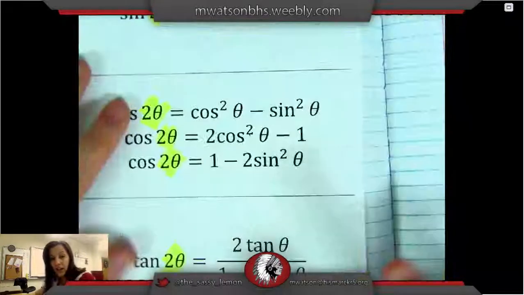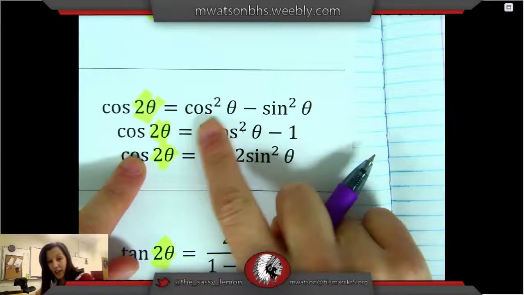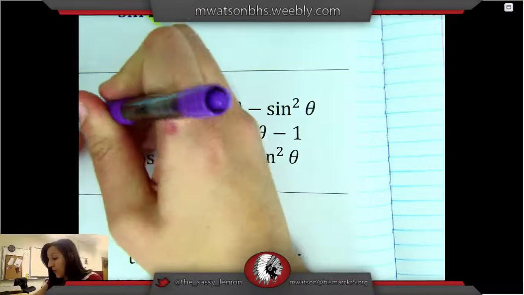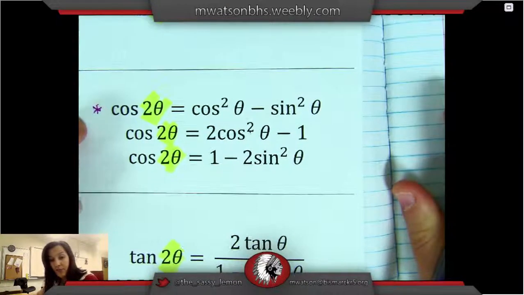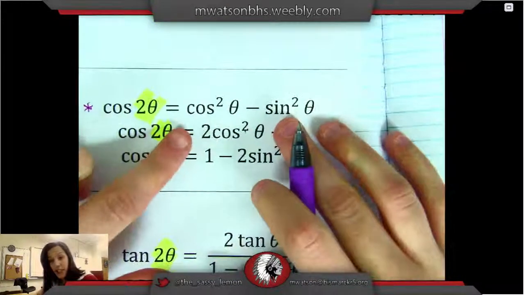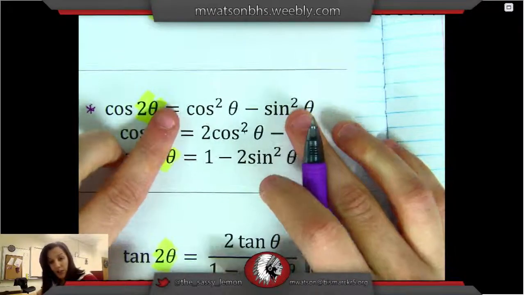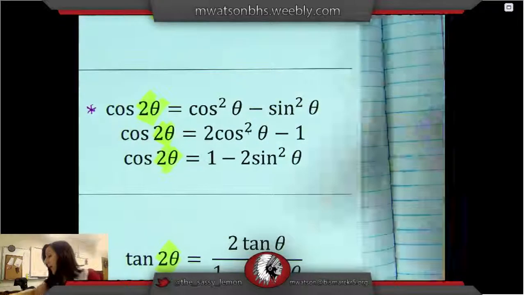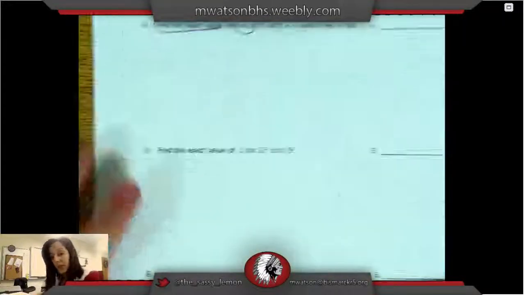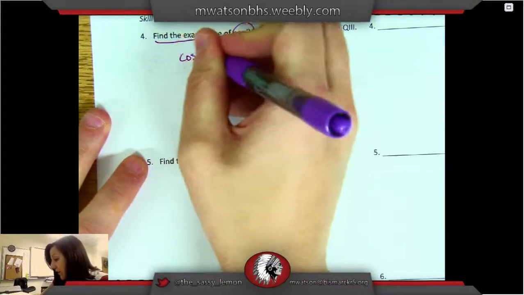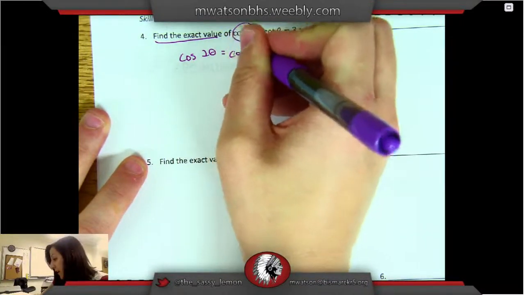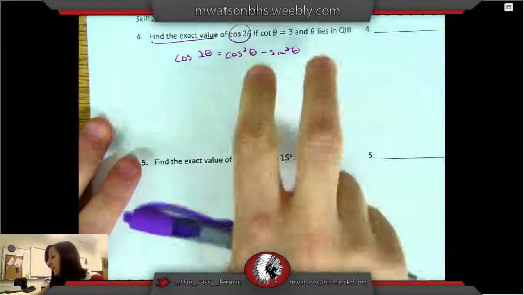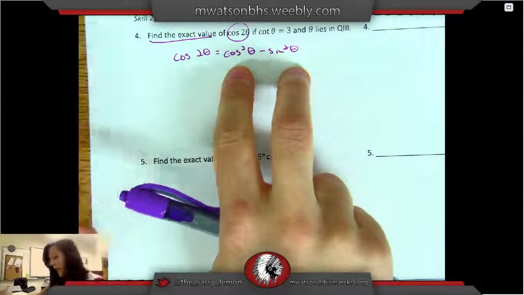So actually, we can't just plug and chug here. We're going to have to find sine or cosine, one or the other. I typically like to stick with the first identity. If you end up with a fraction, that means you don't have to get common denominators, because you'll have the same fraction here. With the ones, you'll have to get a common denominator. So I'm going to use the first identity, and it's cosine of 2 theta equals cosine squared theta minus sine squared theta. So we can see the two things that we need are cosine and sine of theta.